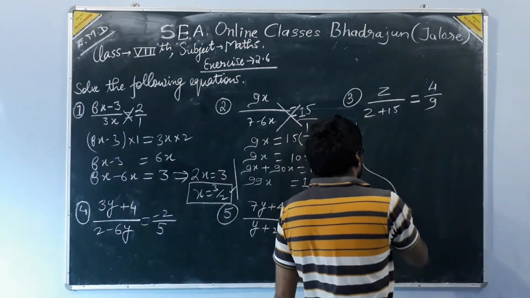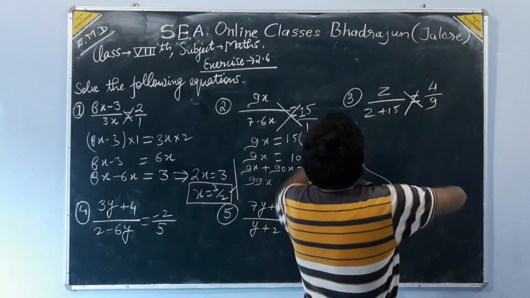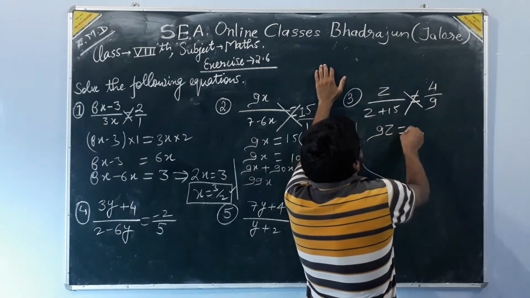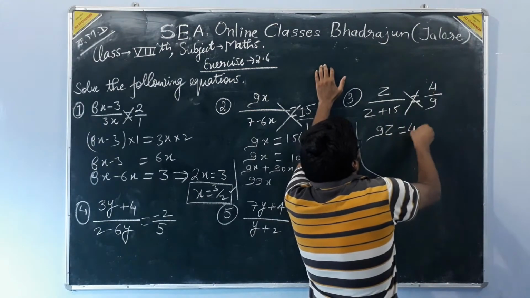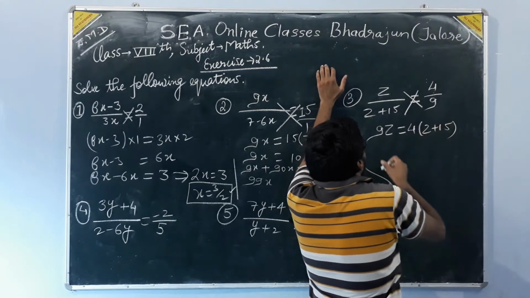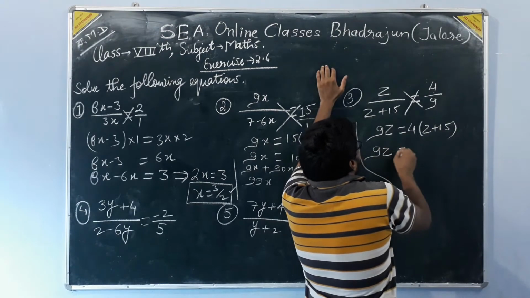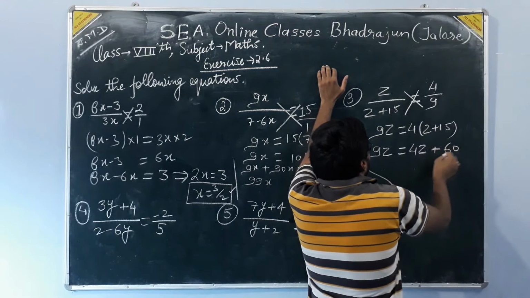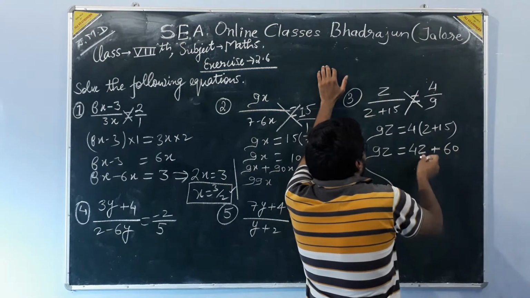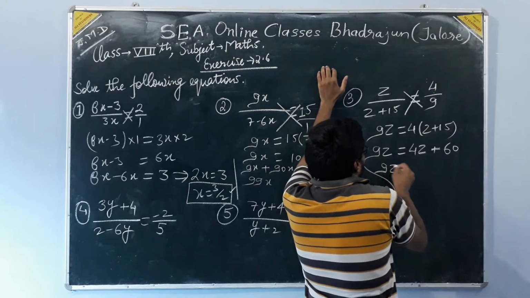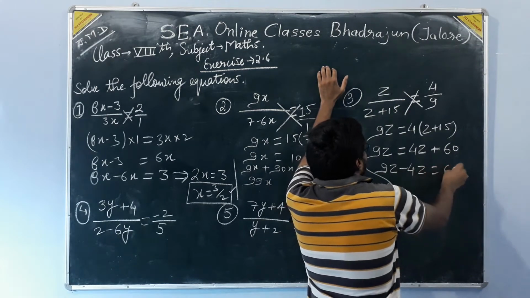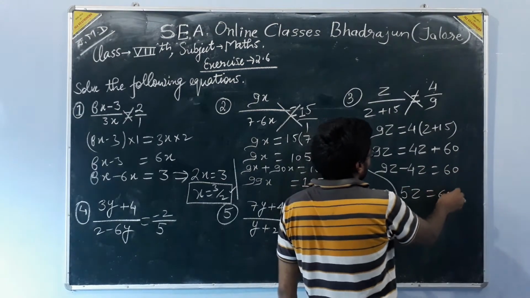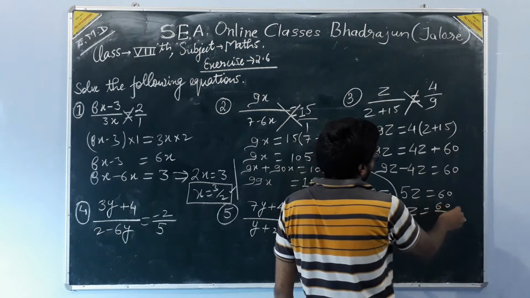And in our question number third, we will cross multiply again. z is multiplied with 9, so this equals 9z, which equals 4 multiplied with (z plus 15). So we get 9z equals 4z plus 60. Now we will subtract 4z from 9z, which equals 60. 9z minus 4z is 5z, 5z equals 60, hence our z equals 60 upon 5.